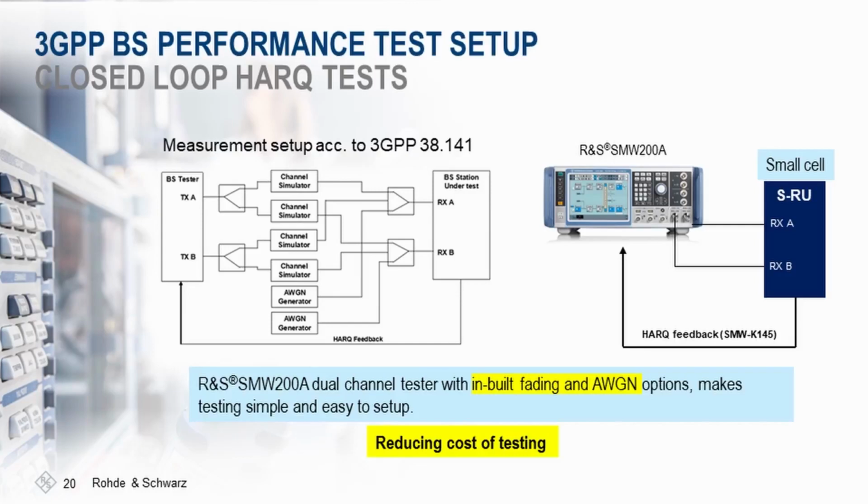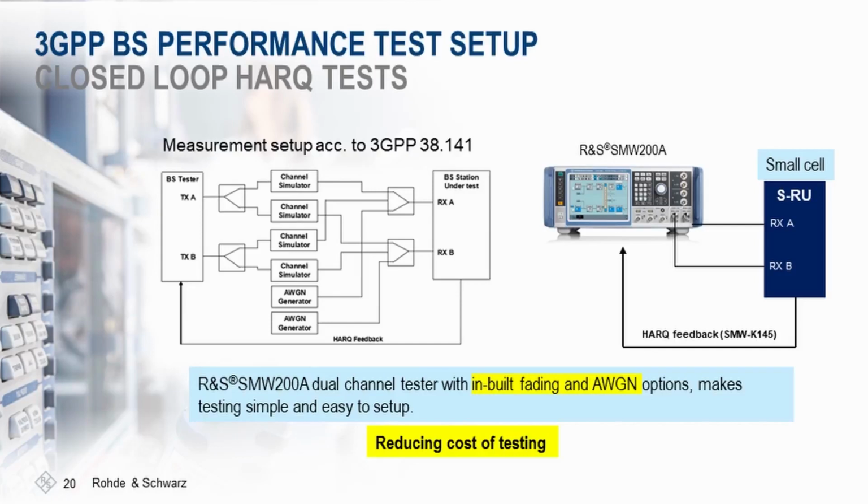this whole setup can be simulated using the SMW200A, which is a dual channel instrument with inbuilt fading and AWGN. And this complete setup can be simulated with one box. The outputs of the SMW200A are directly connected to the receiver of the small cell in case of an integrated small cell unit.